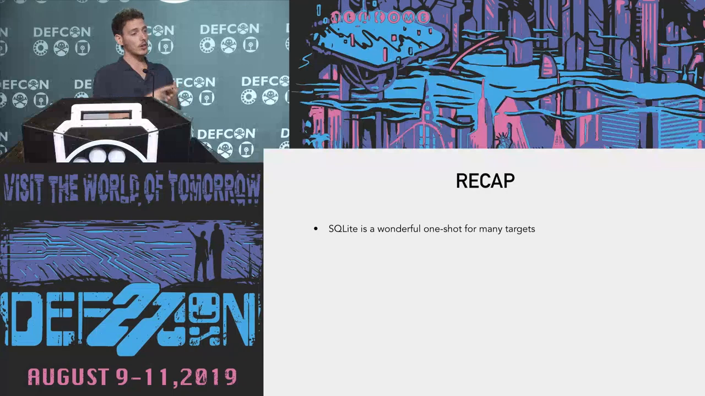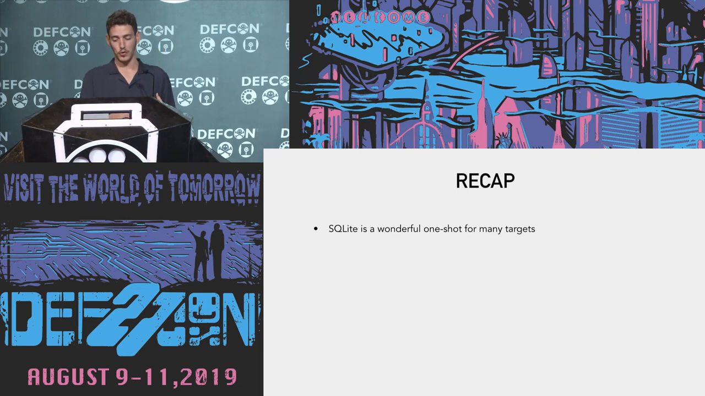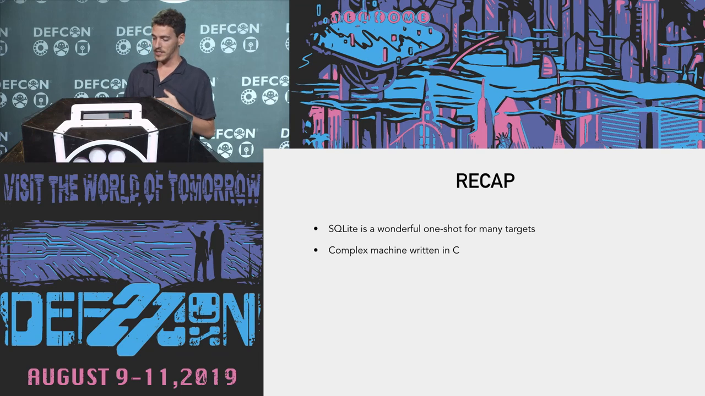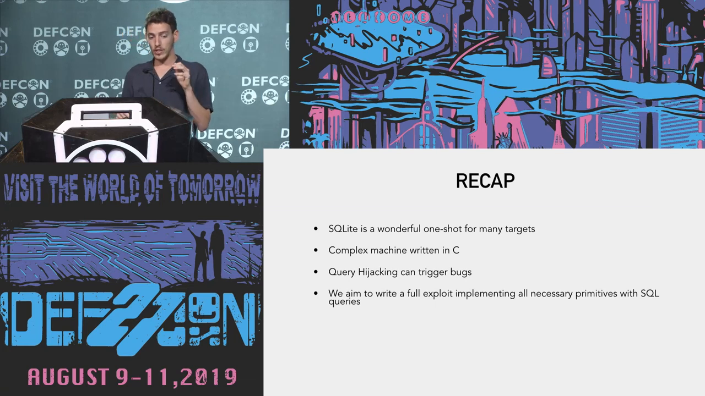So a little recap. We established that SQLite is a wonderful one shot for many target. One good bug in SQLite is one good bug in so many platforms. And we realized that it is a complex machine written in C. And using query hijacking, we can now actually start triggering bugs. And we aim to write a full exploit, implementing all necessary exploitation primitives with nothing but SQL queries.